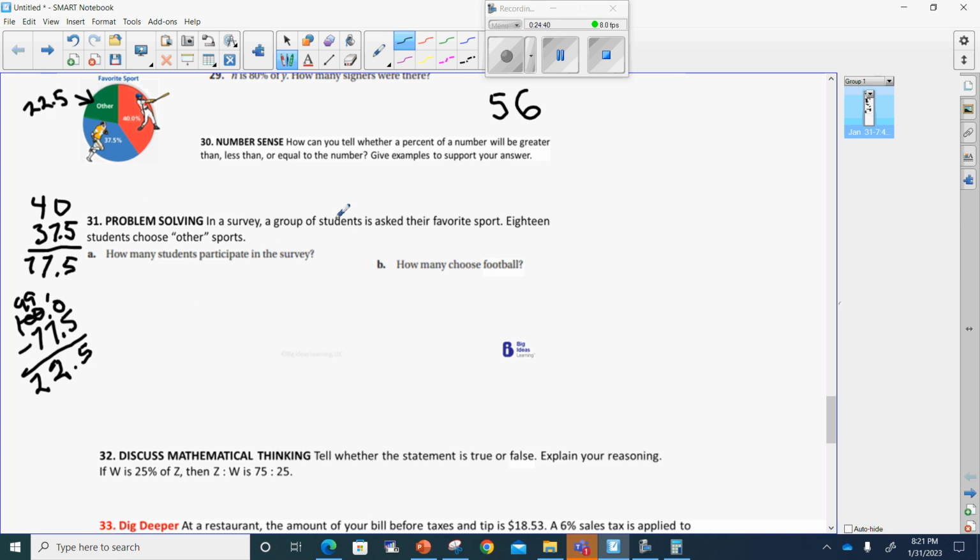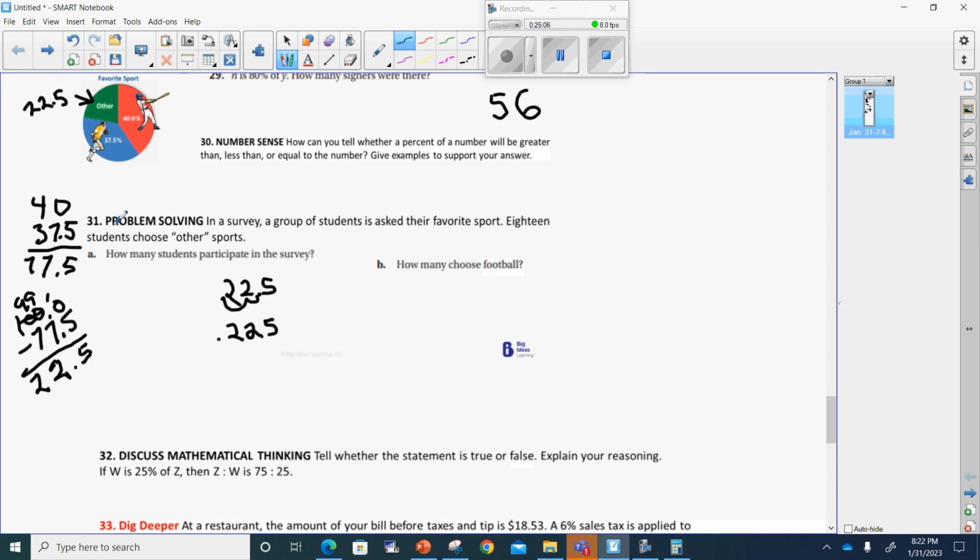So how many students participated in the survey? Remember, 18 students chose other, right? So if I take 22.5 percent, remember, I have to move the decimal over 2 places, which is going to turn it into 0.225.